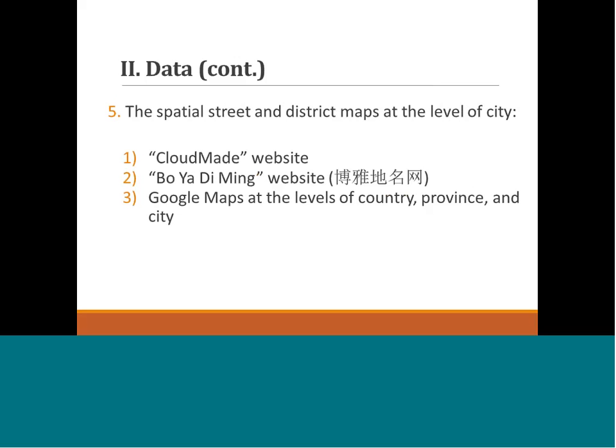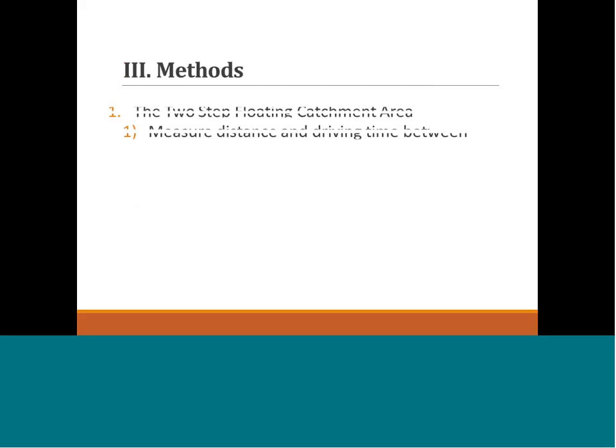All right, next one, the spatial street and the district map. That's terribly important at the level of the cities. We rely on three resources for this kind of spatial street and district maps. Number one, the so-called crowd-made website. Number two, the Boya place-name website. Number three, everybody can imagine, Google Maps at the level of a country, province, and a city, particularly provincial capital cities in China. All right, let's talk about methods here.